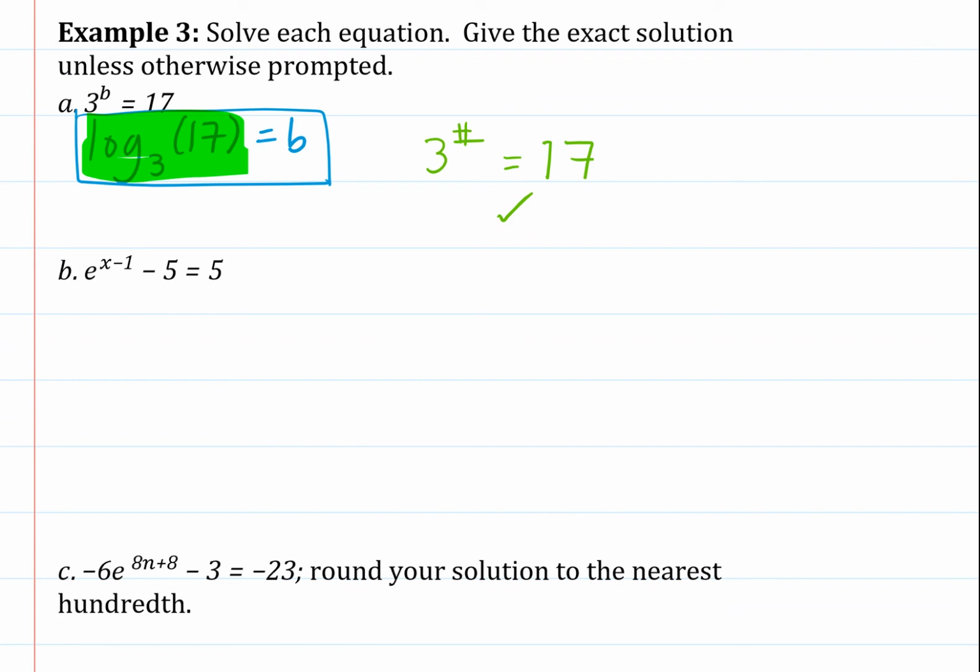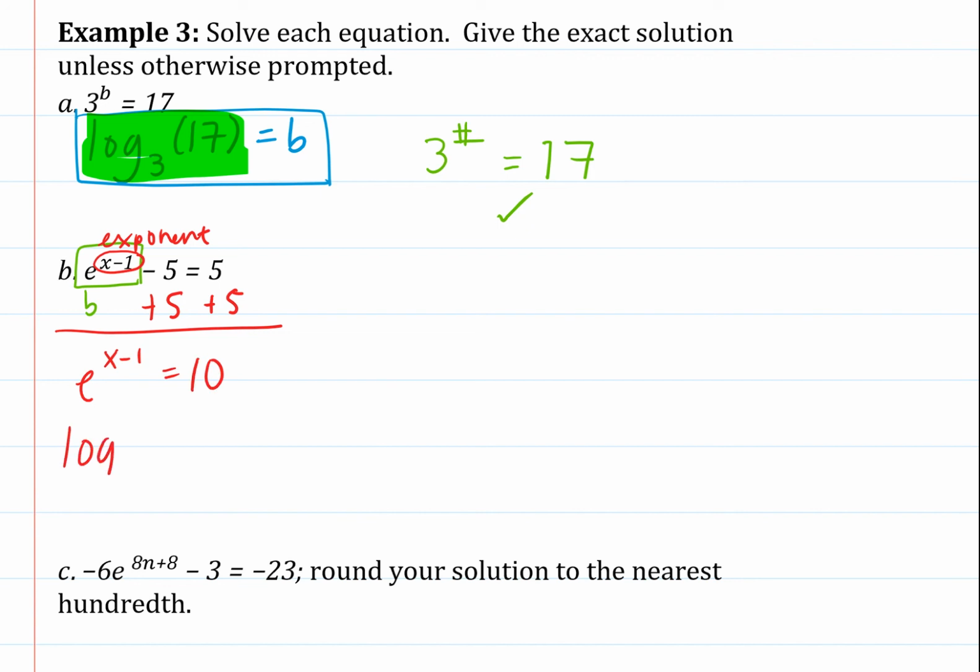Okay, let's take a look at b. It's slightly different because the base and the exponent, this guy, is not yet alone on one side of the equation. Our conversion to logarithms requires that the only terms you're dealing with are a base, the thing holding up the exponent, an exponent, it's okay that it's an expression in this case, and an argument. So it's like I've got extra stuff. We can isolate the base by adding 5 to both sides. So now we have e to the x minus 1 is 10. Now we can convert to a logarithmic equation.